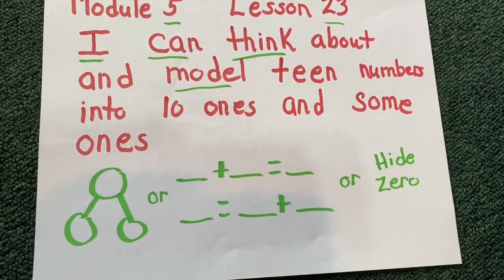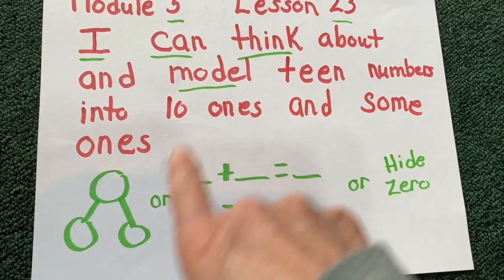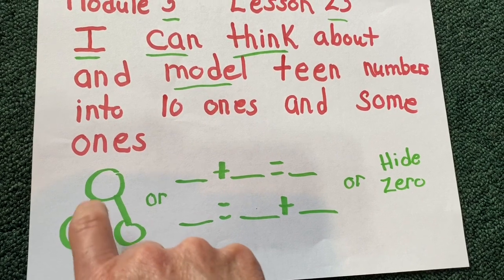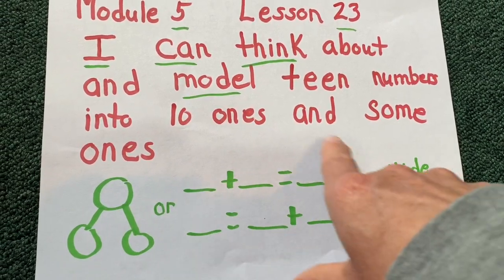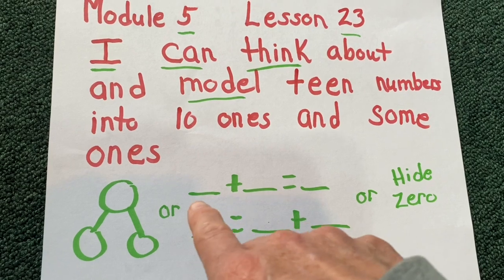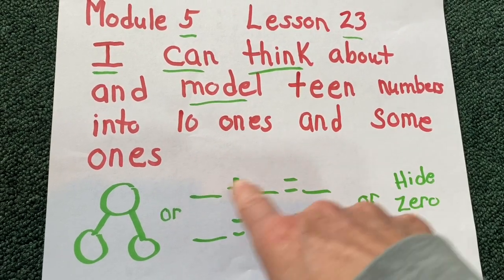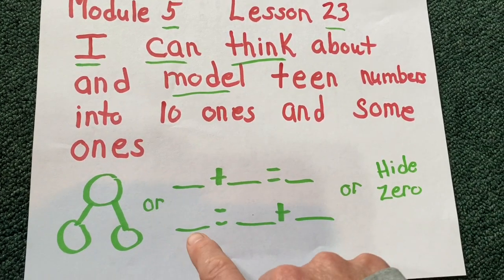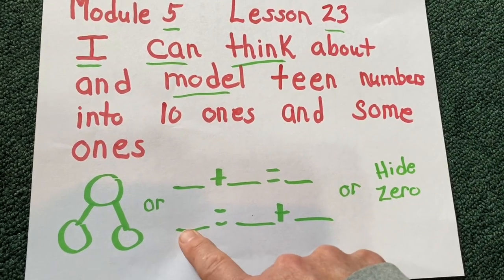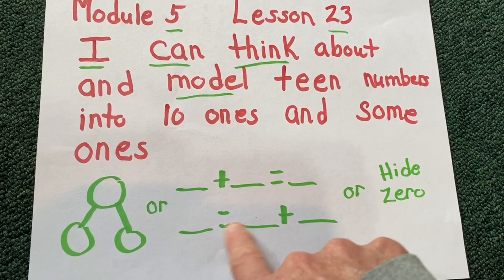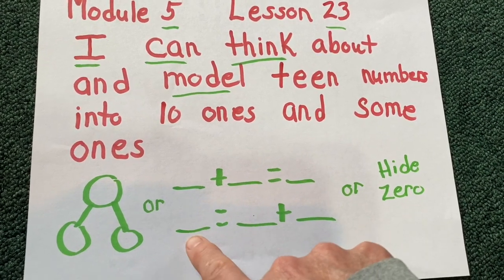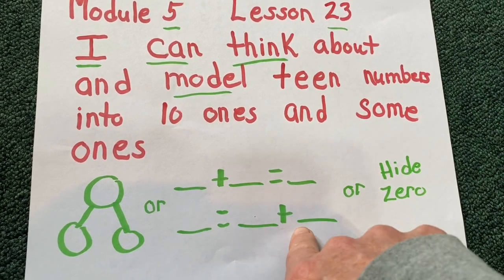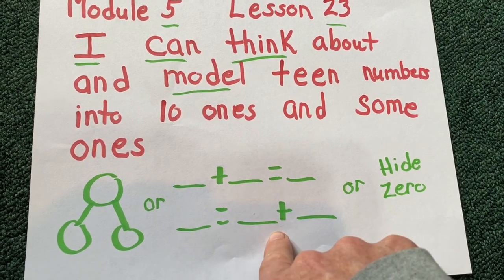So we're going again to look at how we can do this different ways. We can use a what? Yeah, we can use a number bond. We can use number sentences, okay? So if we're putting together the parts to get that whole, we would use blank plus blank equals blank. If we already know our whole number and we want to show the parts, we're going to take that whole number into parts. We put the whole number first. So blank equals blank plus blank. My whole number, my parts.